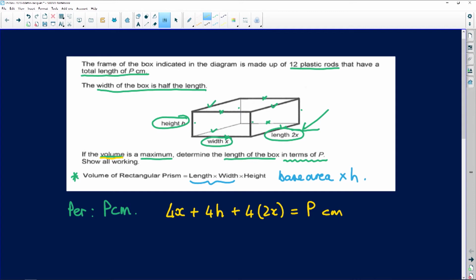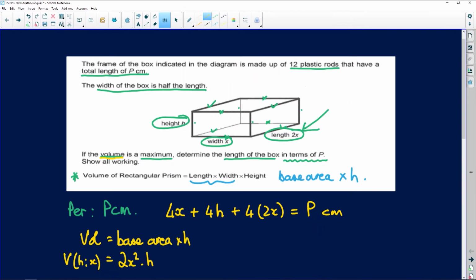Well, if you look at the volume of this figure, the volume will be the base area multiplied by the height. The base is x times 2x, which is 2x squared times h. Now, folks, this is the volume in terms of h and x. So in other words, there's 2 unknowns in my volume equation. At school level, you cannot differentiate with respect to 2 unknowns. So you are going to now use your perimeter information and put it into the information for the volume before you start optimizing the volume like they said. It's a maximum volume. Okay, so let's do that and let's see what we get.